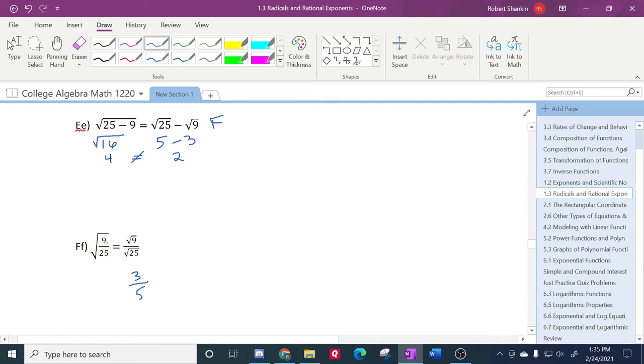Now you have to think of what fraction times itself will give me 9/25, and that is 3/5. Because 3/5 times 3/5, multiply the tops, multiply the bottoms. They are equal, so this one is true.